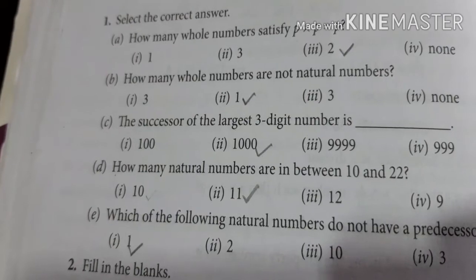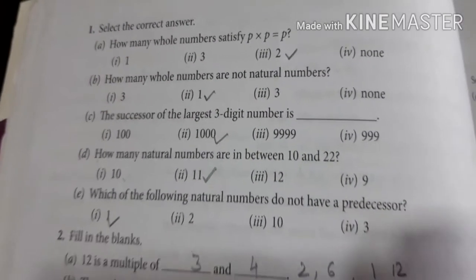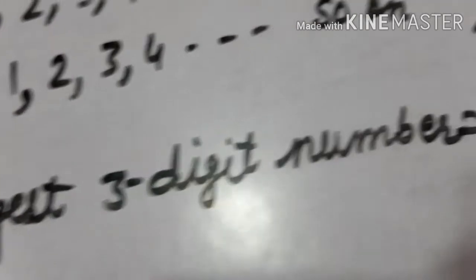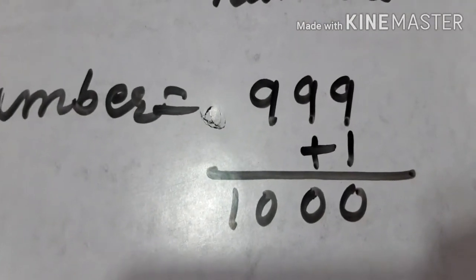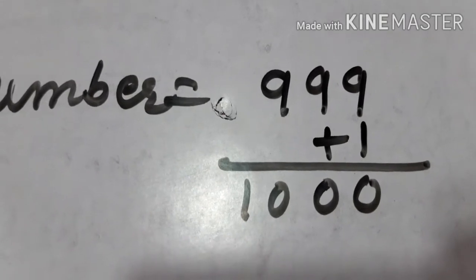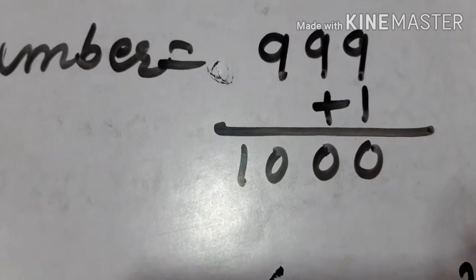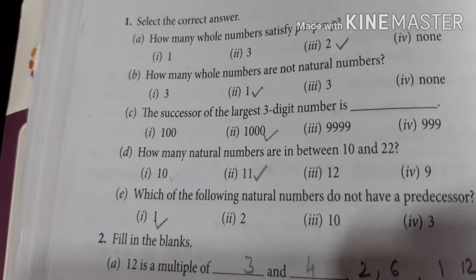Now C. The successor of the largest 3-digit number is. Successor, you know, whenever we add 1 to the given number, we get the successor. And how to find the largest 3-digit number? You have done it in the previous classes. 999 is the largest 3-digit number. And if we add 1, we will be getting 1000. So the correct option is 1000. So that is option 2.